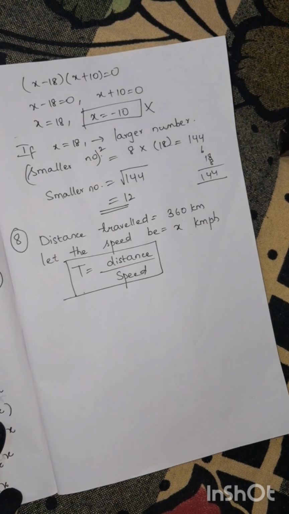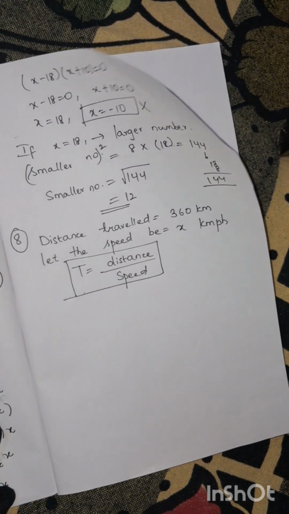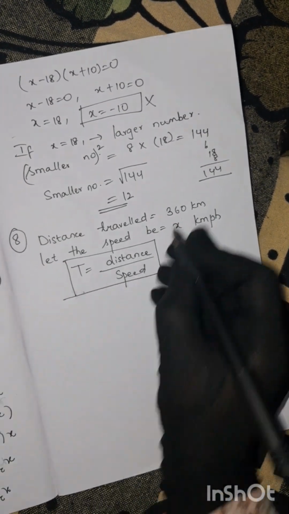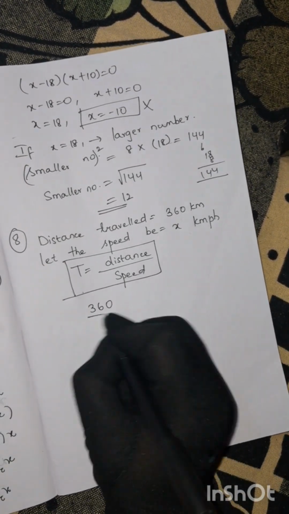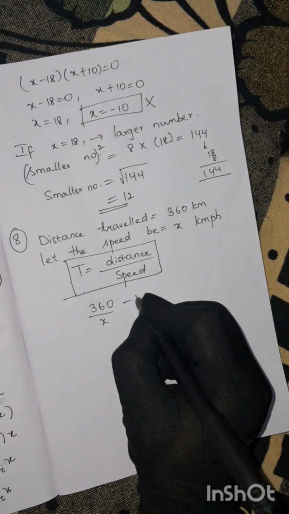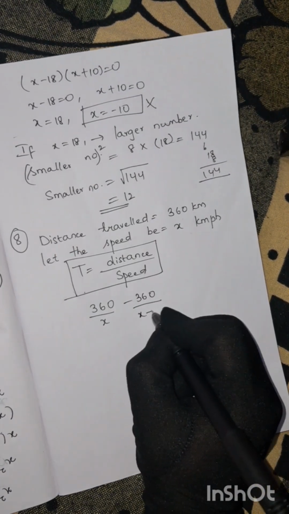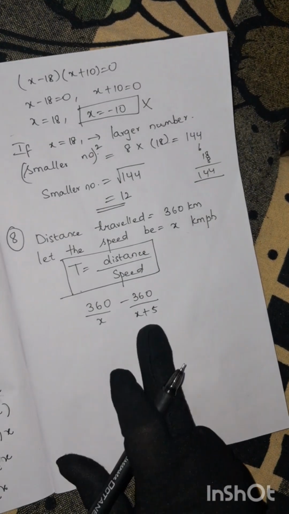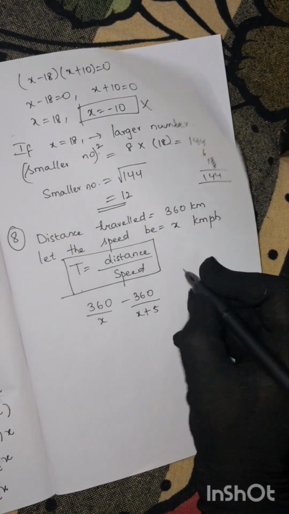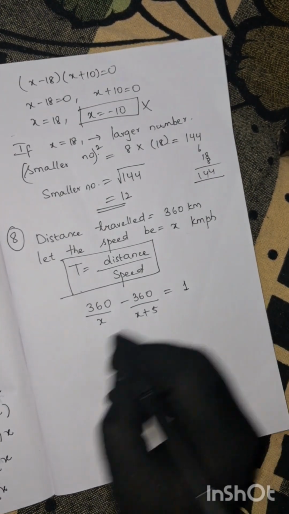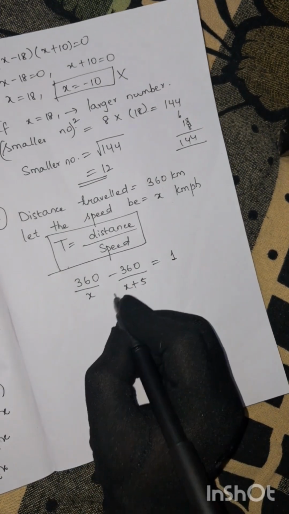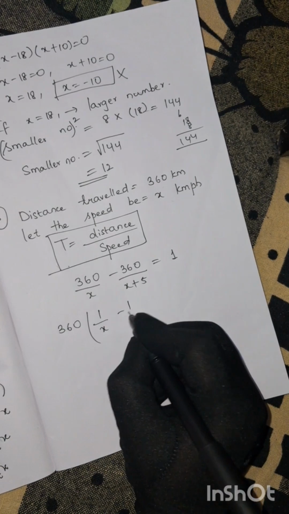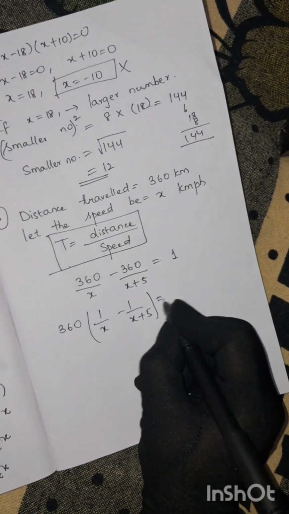Okay, so now in the question they said that if the speed had been 5 km per hour more, it would have taken 1 hour less for the same journey. So first we have to calculate the time: distance is what? 360 by speed, that is x, right? Minus 360 by x plus 5, because in the question they said the speed had been 5 km per hour more, right? So the difference is equal to how much? 1. Here cross multiplication again, or else we can take 360 common. 360 times 1 by x minus 1 by x plus 5 is equal to 1.